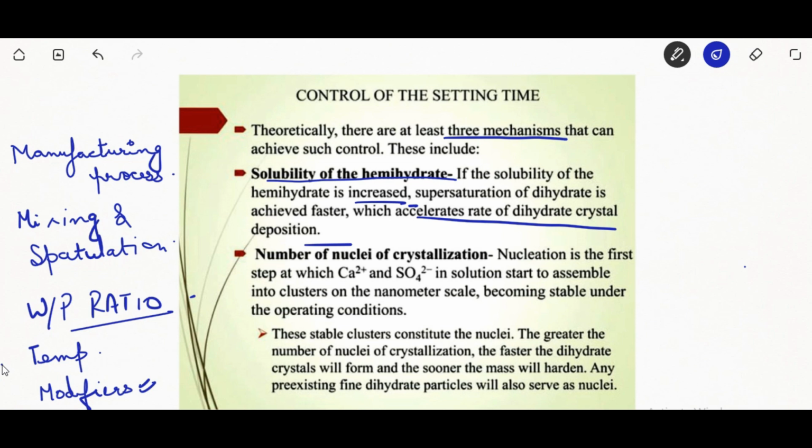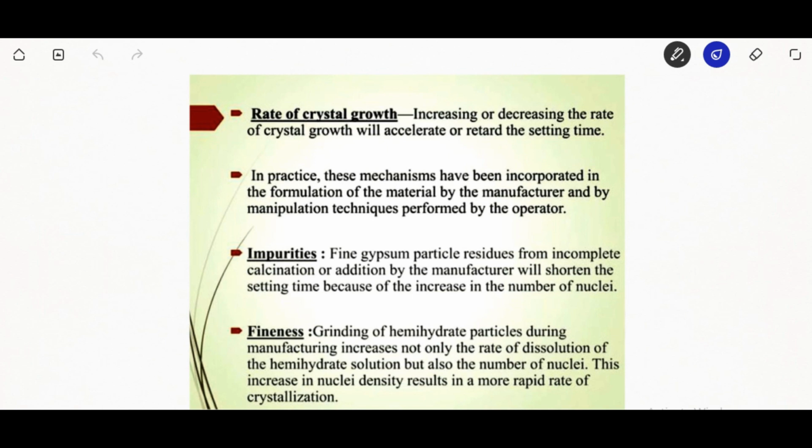Second is the number of nuclei of crystallization. The greater the number of nuclei of crystallization, the faster the dihydrate crystals will form and the sooner the mass will harden. The third is increasing or decreasing the rate of crystal growth, which will accelerate or retard the setting time. If the soluble anhydrite is in excess, the plaster will set faster, and if natural anhydrite is in excess, the plaster will set slower.